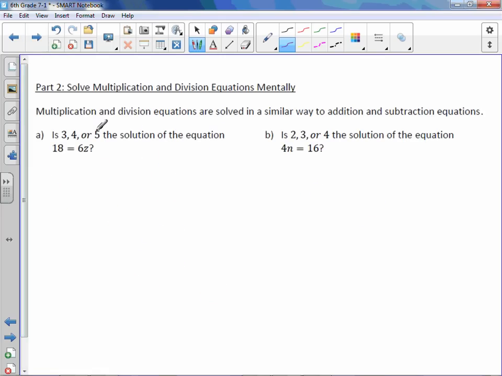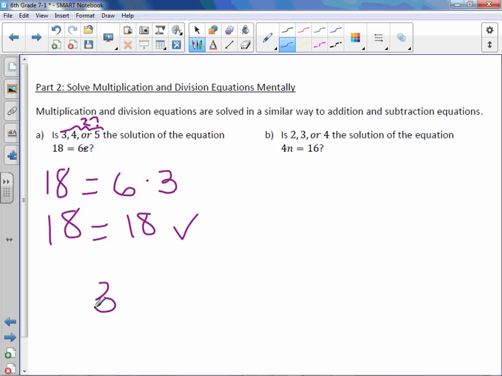Now let's try this with multiplication and division. Multiplication and division equations are solved in a similar way to addition and subtraction. So here we go again. Is 3, 4, or 5 a solution to the equation 18 equals 6z? Remember, this is 6 times z. We want to know which one of these equals z. So let's try it out. 18 equals 6 times 3. Well, 6 times 3 is 18. Oh, we found our answer right away. Our solution is 3. That's the number I plugged in.